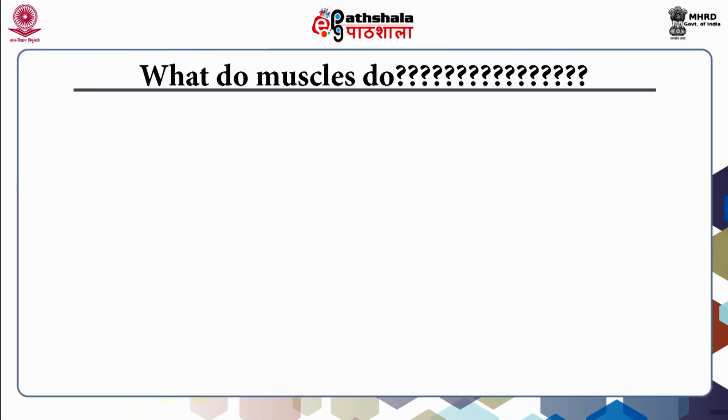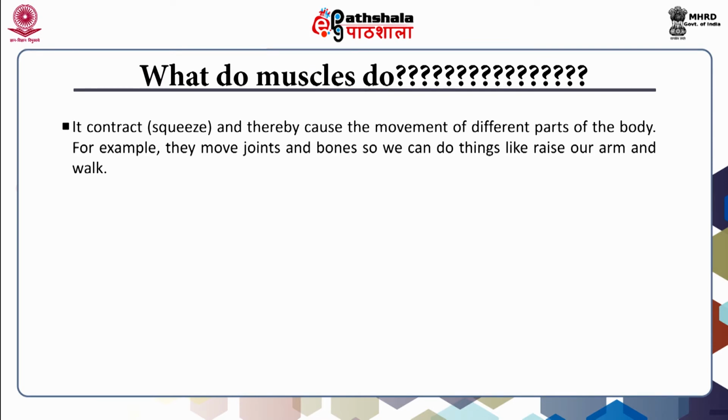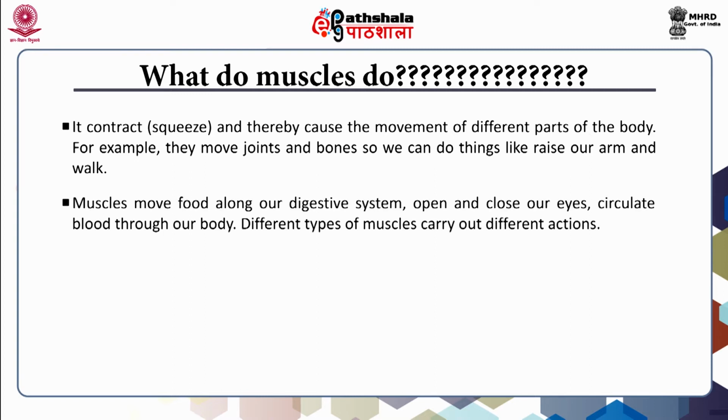Let us see what is the function of muscles. It contracts and thereby causes the movement of different parts of the body. For example, muscles move joints and bones, so we can do things like raise our arm and walk. Muscles move food along our digestive system, open and close our eyes, and circulate blood through our body. Different types of muscles carry out different actions.